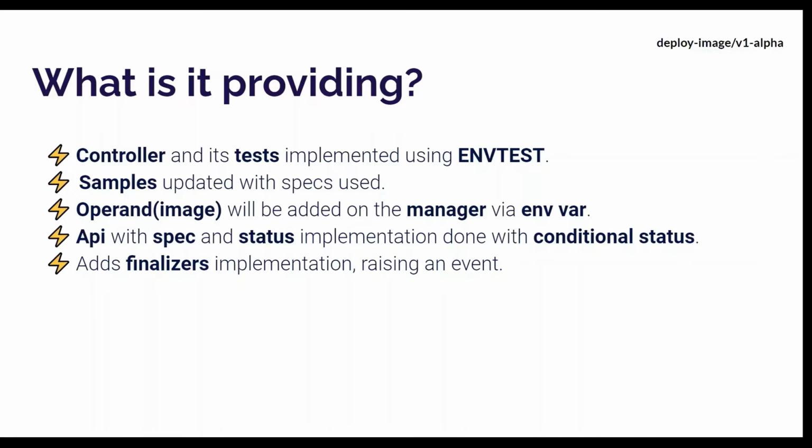Sample YAMLs are also added to the project for creating new custom resources, and these sample YAMLs are updated with the specs used. Operand, which is the image the user wants to deploy and manage, will be added on the manager via an environment variable. We will take a look at that later. It provides API with spec and status implementation done with conditional status. Finalizer implementation is also added.